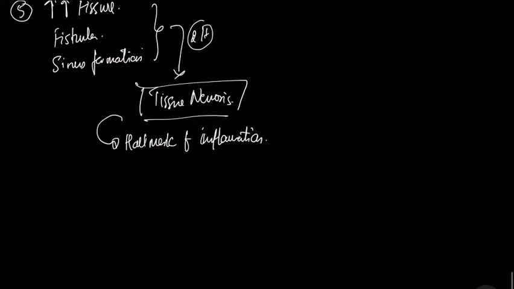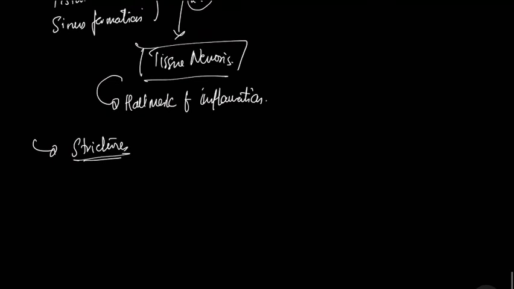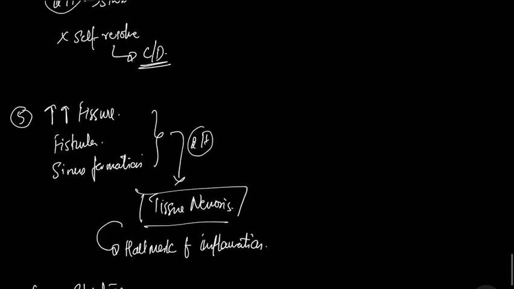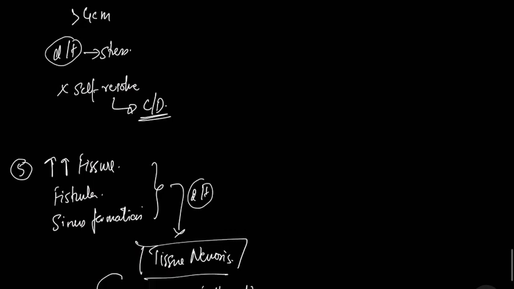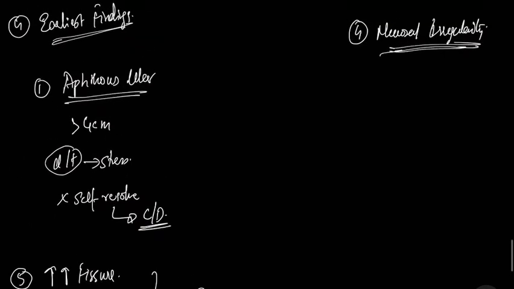Now, coming to the other part, we also see strictures here. Now, these strictures are due to fibrosis. What fibrosis? Because of healing by fibrosis. Now, coming to ulcerative colitis, we saw that the earliest findings were mucosal irregularity.